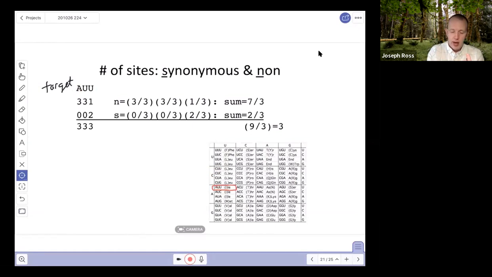What happens if A becomes U? That would be UUU. That's phenylalanine. So AUU to UUU is phenylalanine, AUU to CUU encodes leucine, AUU to GUU encodes valine. So in that first position of this specific codon, there are no possible synonymous mutations. All 3 possible mutations, changing A to one of the other 3 nucleotides, all of those are non-synonymous.